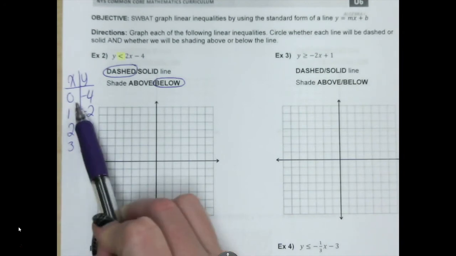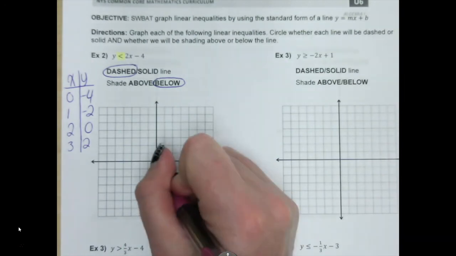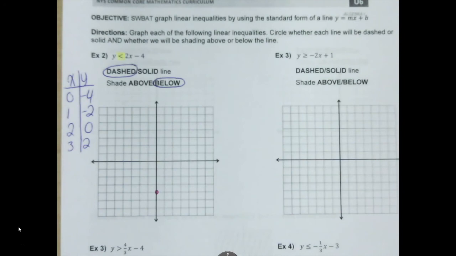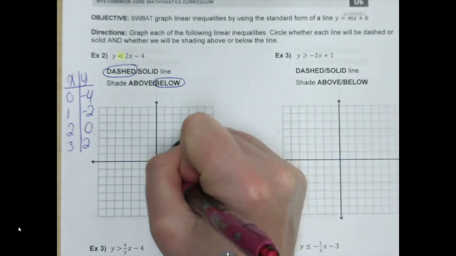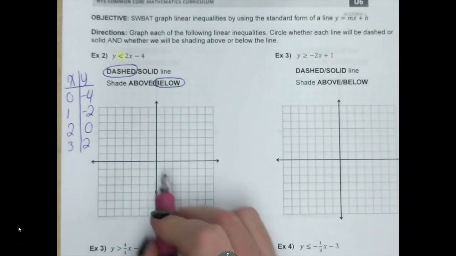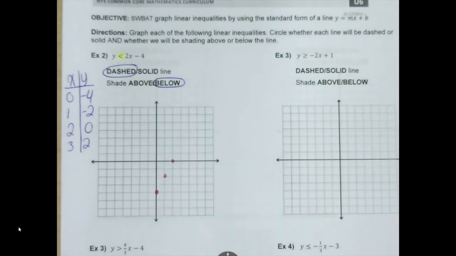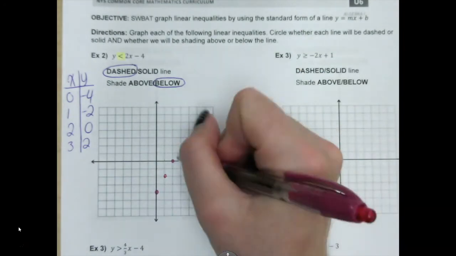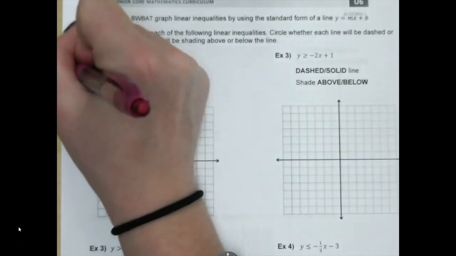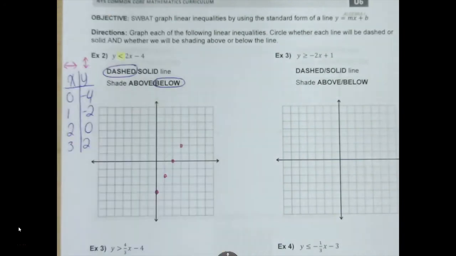Now I'm going to start plotting these points. 0, negative 4, so that tells me to just go down 1, 2, 3, 4. Here I am. Next, I have the point 1, negative 2, so that's to the right 1, down 2. Next, I have 2, 0, that's to the right 2. I don't go up or down because y is 0. And then we have 3, 2, which is right here.